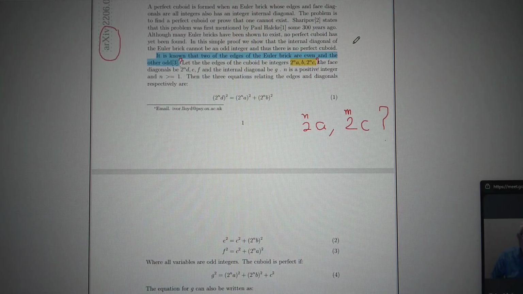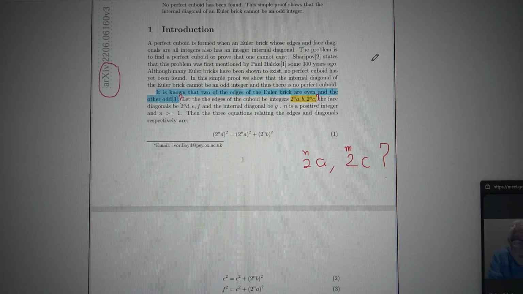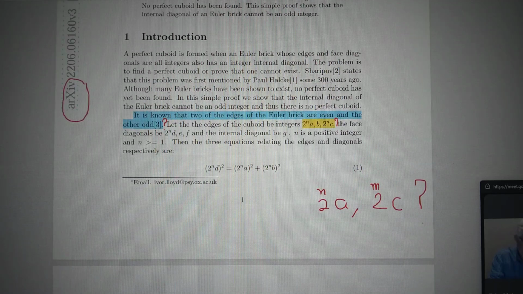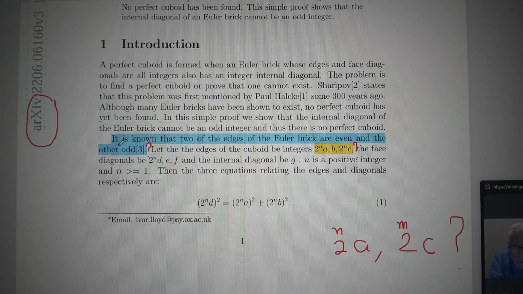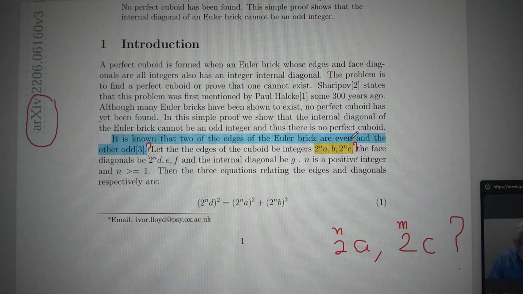Please don't take this personally. This is just for the editors. I am talking to the editors and the audience, to look at this, please, again. Who told you, let me make it big, this area? It is known that two of the edges of the Euler brick are even and the other is odd.